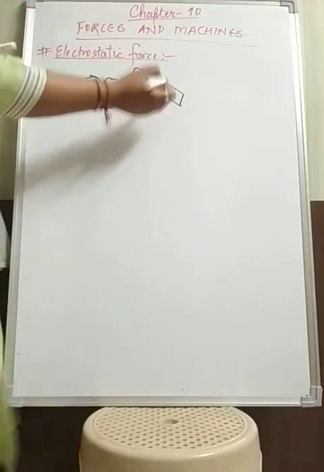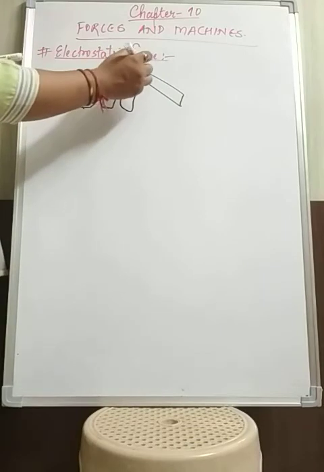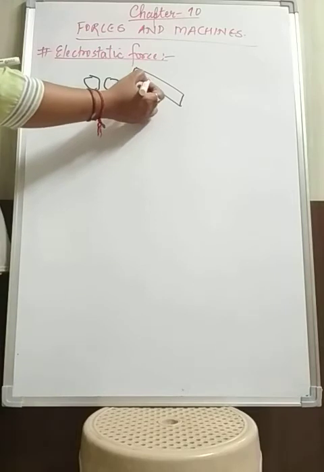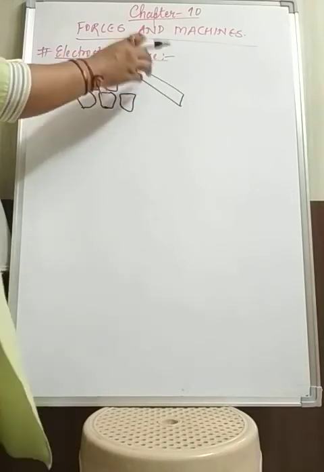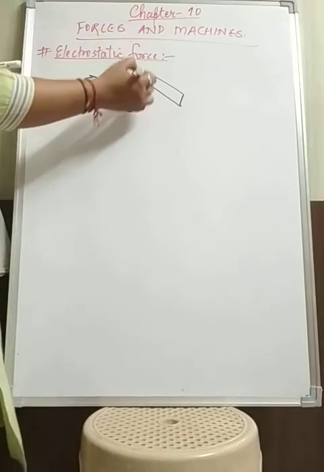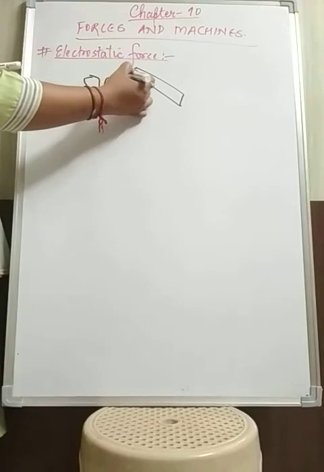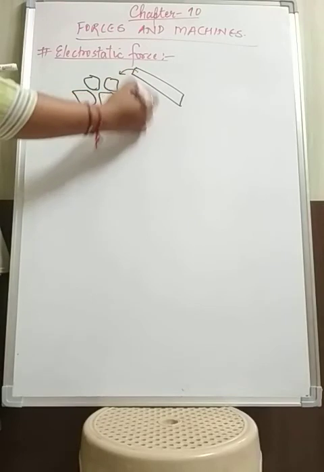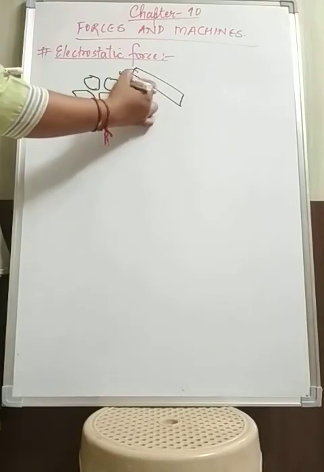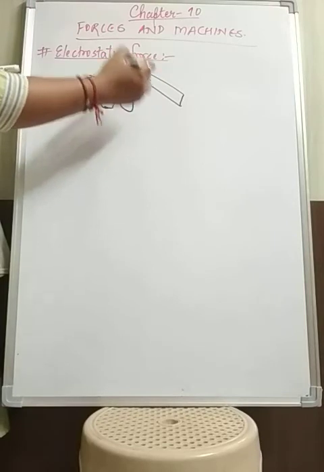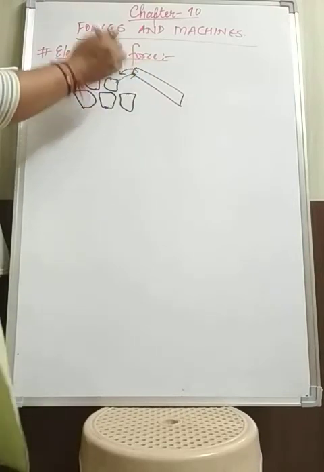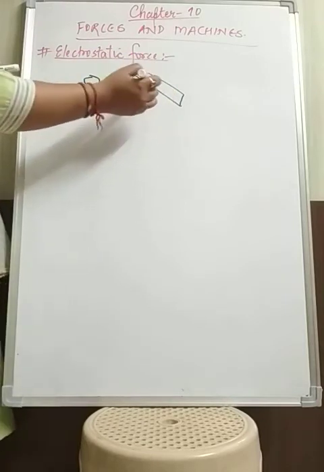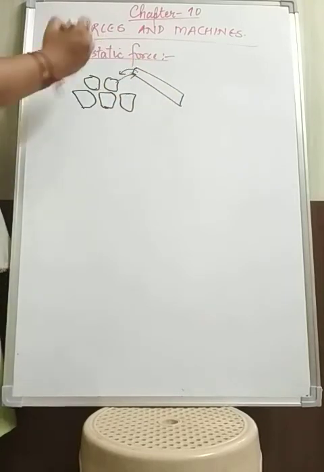When you rub this, a stationary charge will form on this scale. When you bring this scale close to the pieces of paper or the pencil shavings, that charge will attract these pieces of paper towards itself. The force by which these pencil shavings or paper strips are attracted towards the scale is known as electrostatic force.